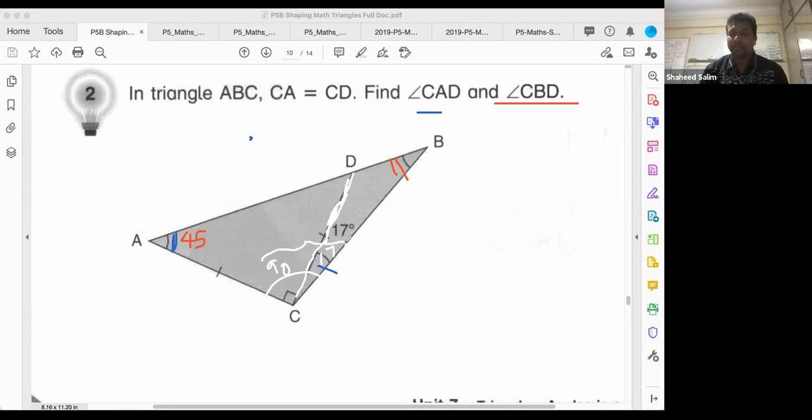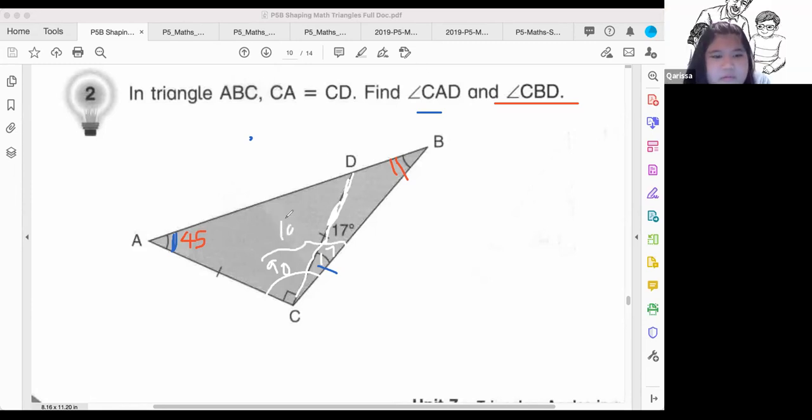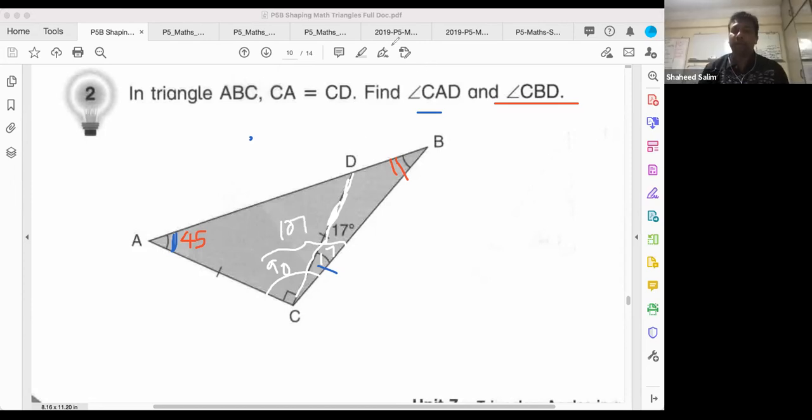107. Hold on. Some of you cannot see the screen, so I will project again. Okay, can you see the screen, Miss Shafia? Okay, now. So now can you see this big triangle here? Take 180 minus 45 minus 107.